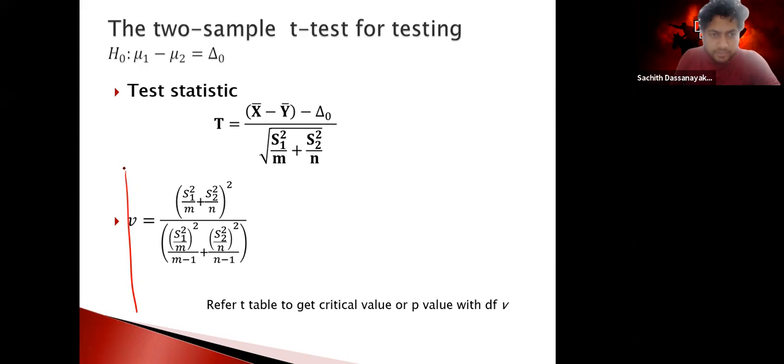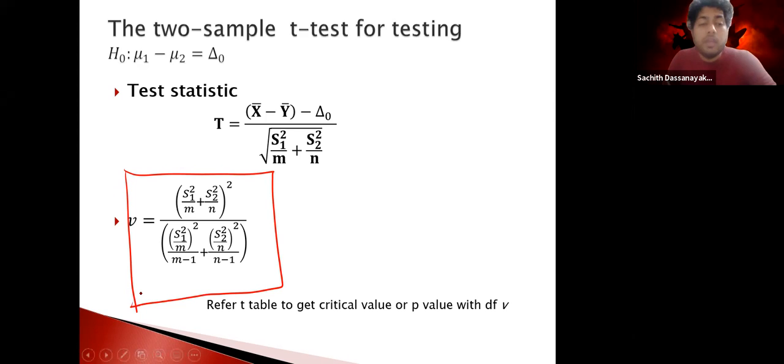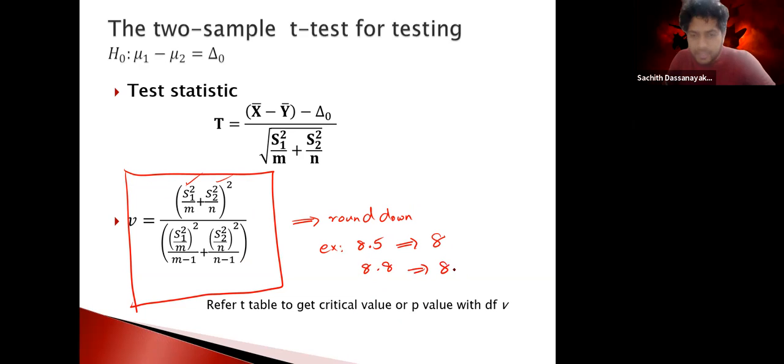Try to use this equation and get familiar with these values. All values are given. From the question you can find all these: s1, s2, m, n. Always round this down. For example, if it is 8.5, this is going to be 8. Degree of freedom is 8. Always round down. If you have 8.8, it's again 8.